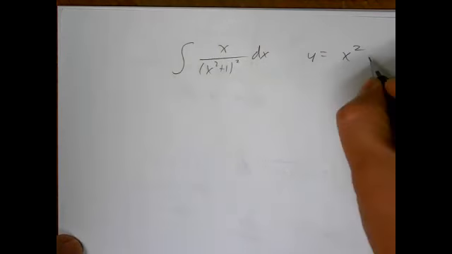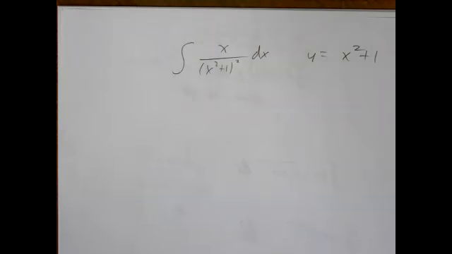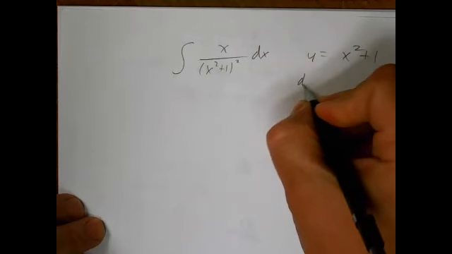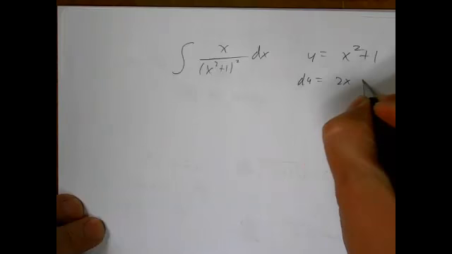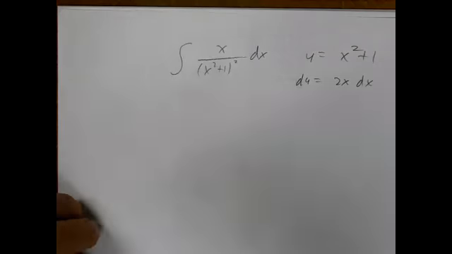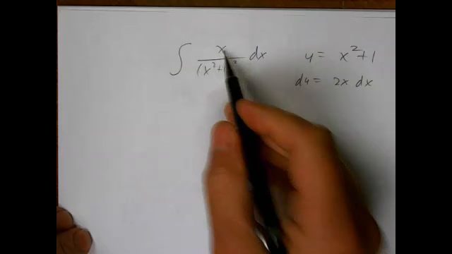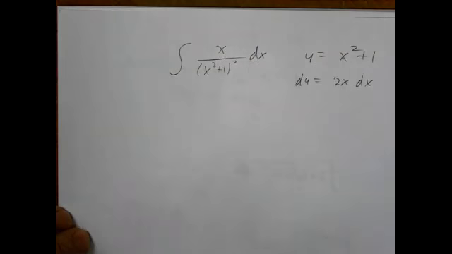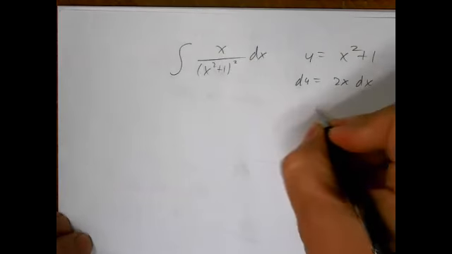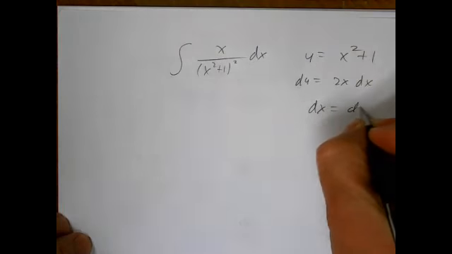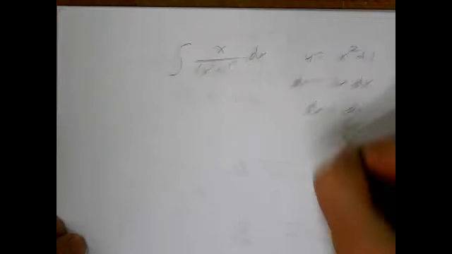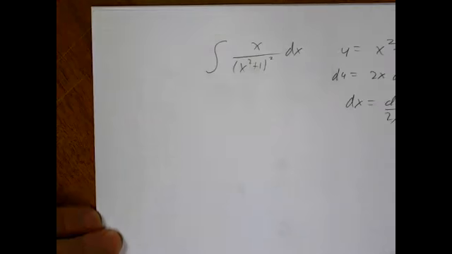Also remembering, grab everything you can. If I can take the plus 1 and get it out of the problem, that's an improvement. Because du will still be a 2x dx. And again, I have a 2x here and only an x there. Close enough, not a problem. I also have the dx is du over 2x. So back to the original problem.